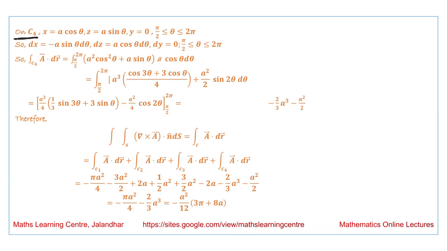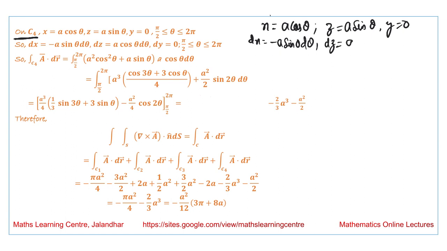Curve C4. The equations we have over there: x is equal to a cos theta, z is equal to a sin theta, and the value of y is 0. So we can write dx is equal to minus a sin theta d theta, and dz is equal to a cos theta d theta, and theta is varying from pi by 2 less than or equal to theta less than or equal to 2 pi.